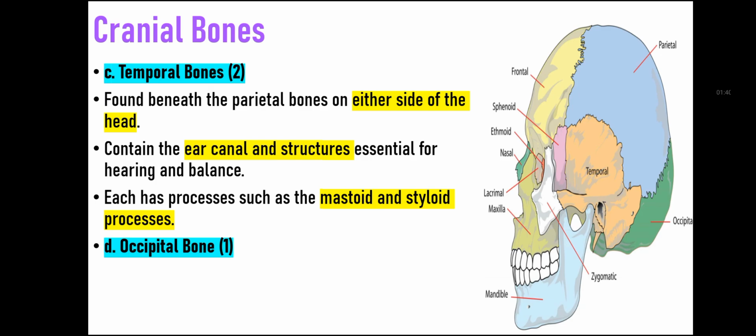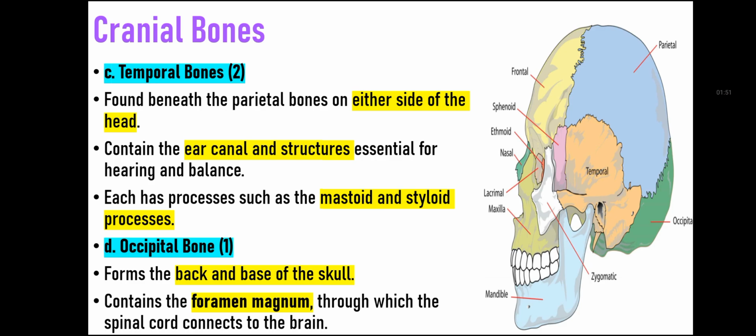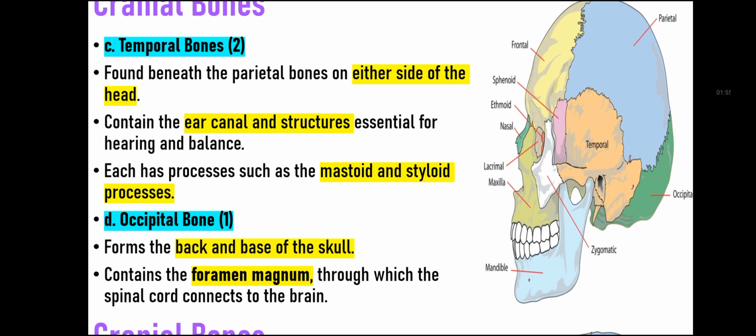Next cranial bone we have is occipital bone, that is an unpaired bone. That means there will be one occipital bone in every skull. It forms the back and base of skull. It contains the foramen magnum through which the spinal cord connects to the brain.